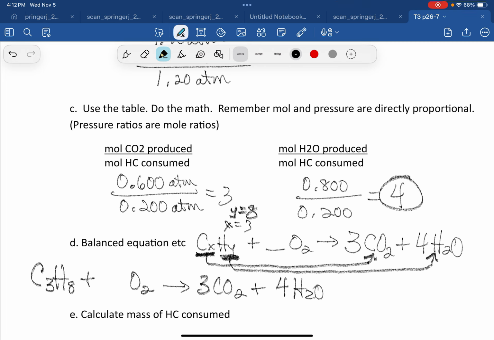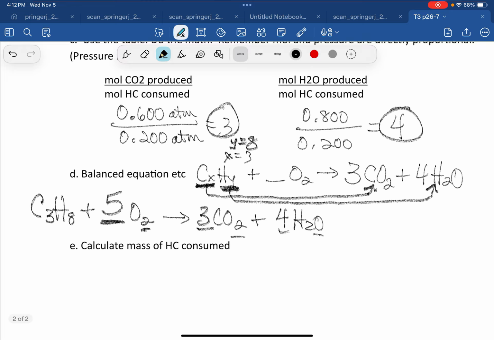Remember, there's the 4, there's the 3 that we just used. So how many O's are there for the coefficient here for the O2? Well, we've got 4 right there and 6 there. So 4 plus 6 is 10. We're going to divide that by 2 because it's O2. That's a 5. So 1, 5, 3, 4 are your coefficients for your balanced equation.